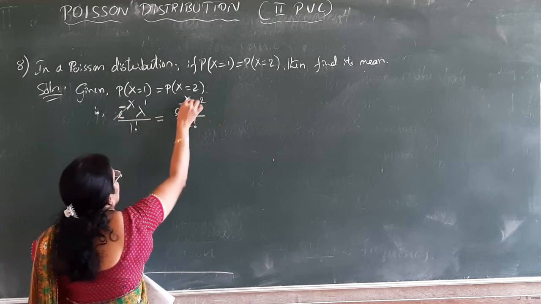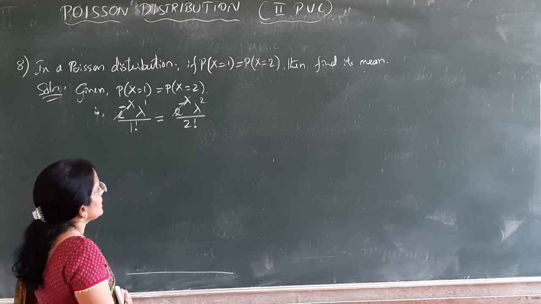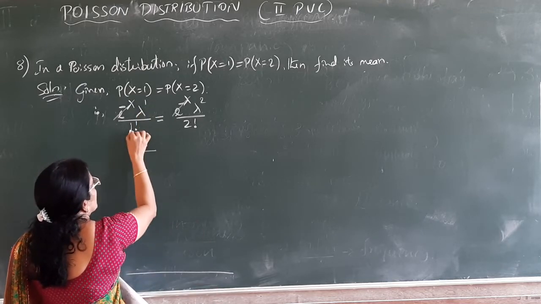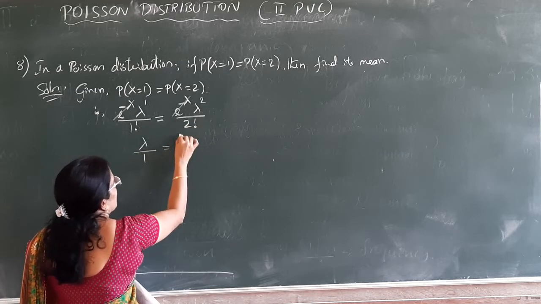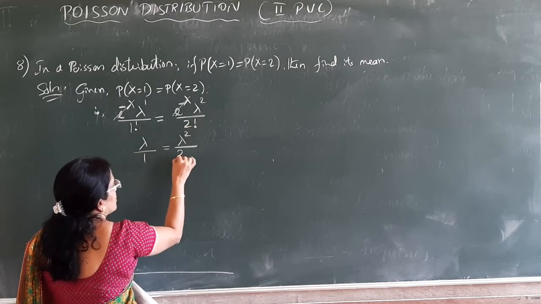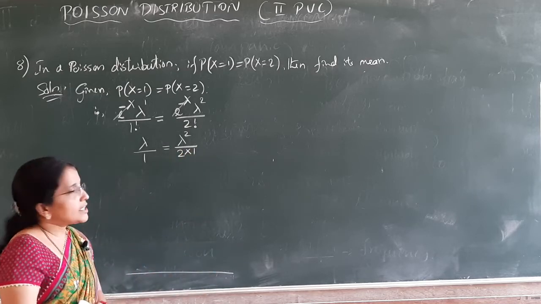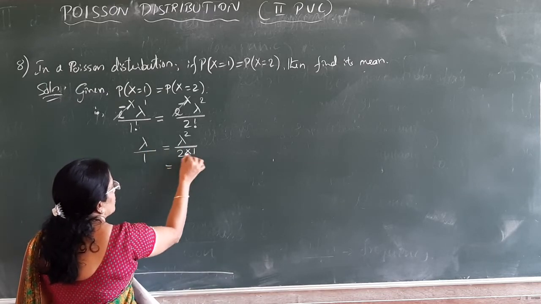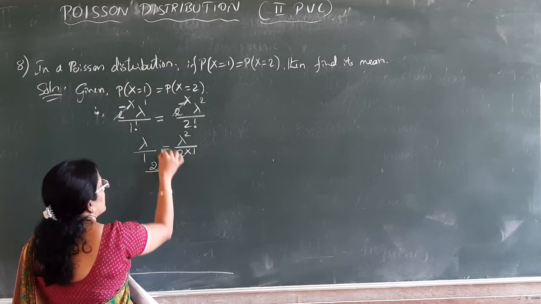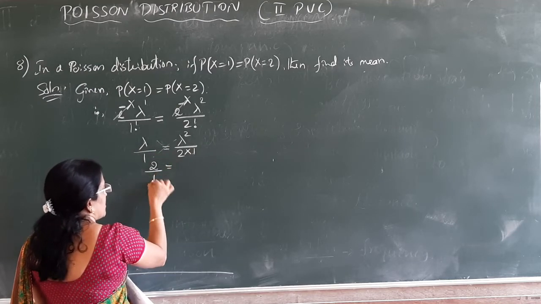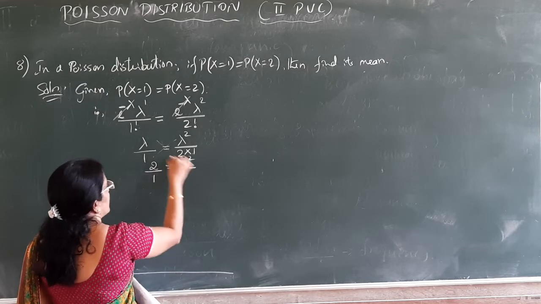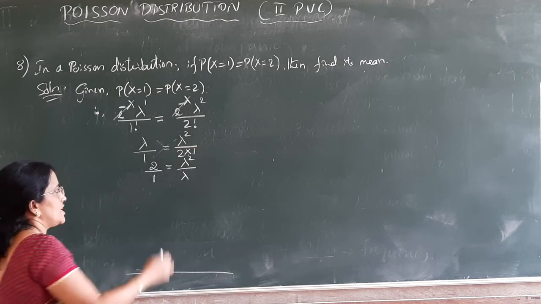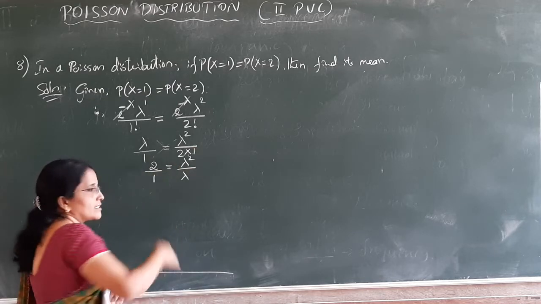Next, try to simplify this. E power minus lambda gets cancelled. Next, the remaining factors: lambda power 1, that is lambda, divided by 1 factorial, which is 1, is equal to lambda square divided by 2 factorial. 2 factorial is 2 into 1. Now with the help of this, we have to find lambda. Now just cross multiply. Bring 2 to the left side, 2 divided by 1 is equal to lambda square divided by lambda, bringing this lambda to the right side. Just a cross multiplication, and keep the unknown factors on one side and known factors on another side.